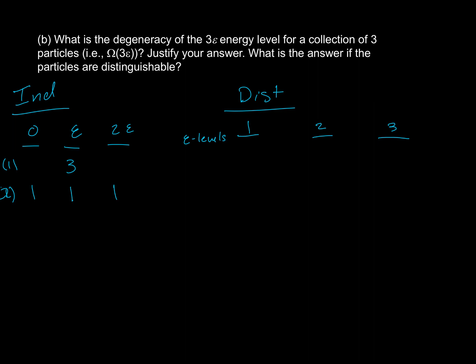So let's just quickly go through the distinguishable one. Did anyone get an answer for distinguishable? 6. I got 7 as well. So I got 1, 1, and 1, so energy levels of epsilon, epsilon, epsilon. What else do we get?